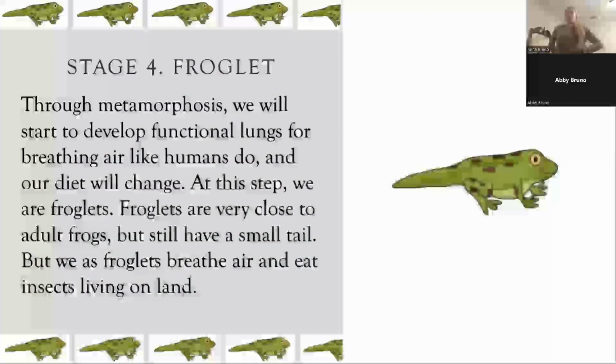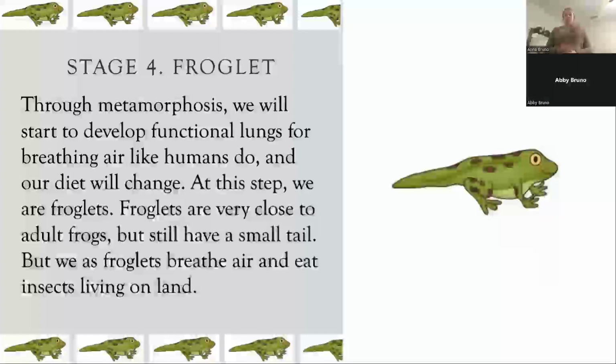The fourth stage is called the froglet. Have y'all ever heard of a froglet? No. Okay. So this is a picture of a froglet. Through metamorphosis, we will start to develop functional lungs for breathing air like we do as humans. Our diet will change as well.